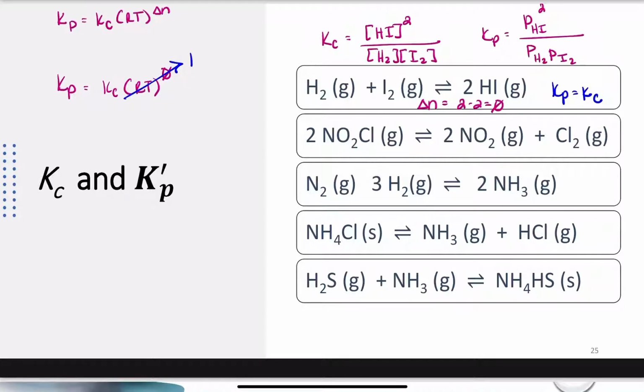What about the second example? 2 moles of NO2Cl are in equilibrium with 2 moles of NO and 1 mole of Cl2. Change in N here: I have 2 and 1, so 3 minus 2 gives me a 1. Kp equals Kc times RT raised to the 1. Kp equals Kc times RT.